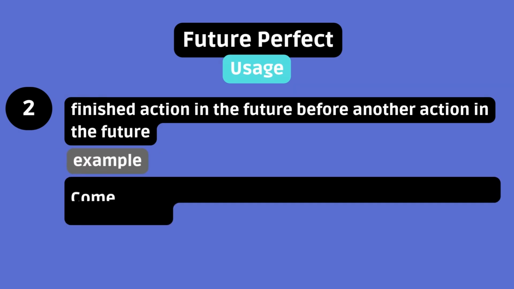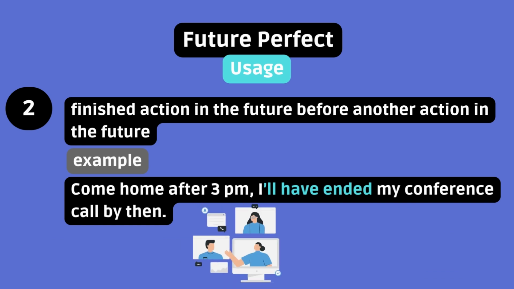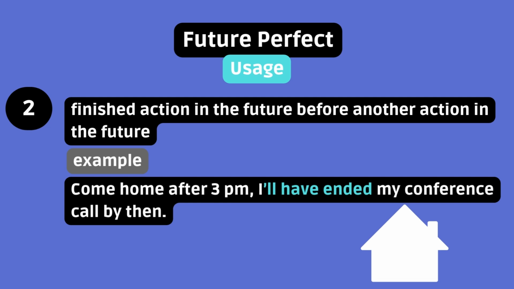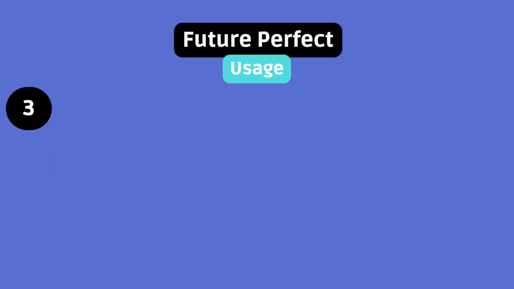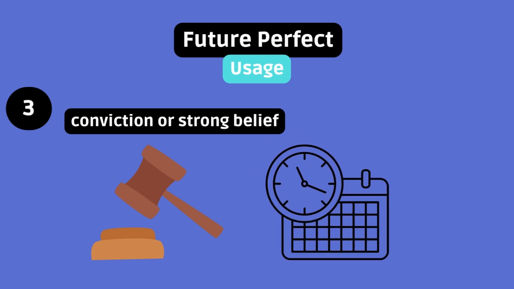Come home after 3 p.m. I'll have ended my conference call by then. This shows that the future action of ending the conference call will be completed before the action of coming home. It can be used to talk about a conviction or strong belief. The future perfect fits very well for statements expressing a conviction about the future, which uses a time marker, a sort of prediction.